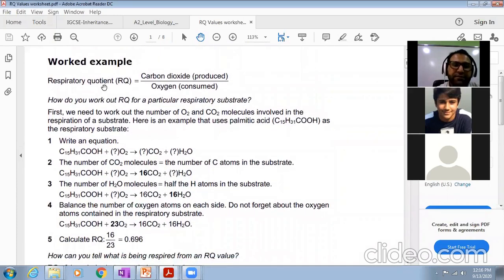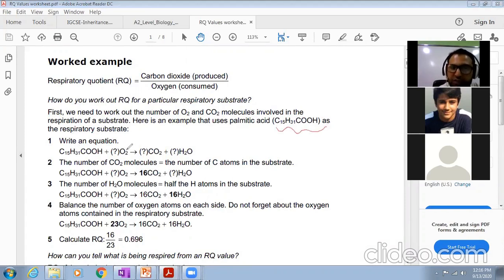The formula for this is the respiratory quotient: carbon dioxide produced divided by oxygen consumed. How will we work with this? For example, they give us palmitic acid and ask us to find the respiratory quotient for that, and to say what kind of substrate it is. The first step when dealing with such a question is to write down the chemical formula.